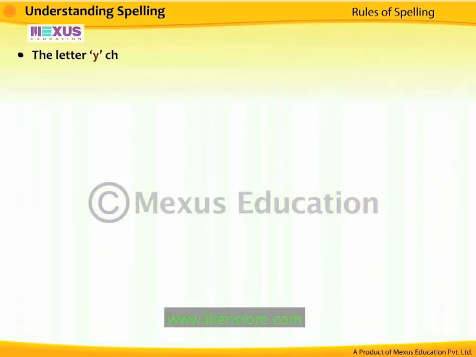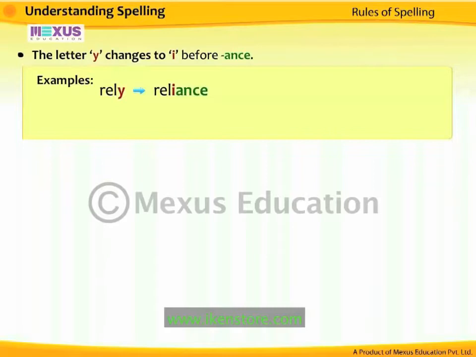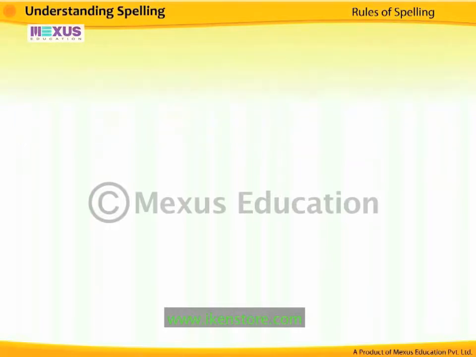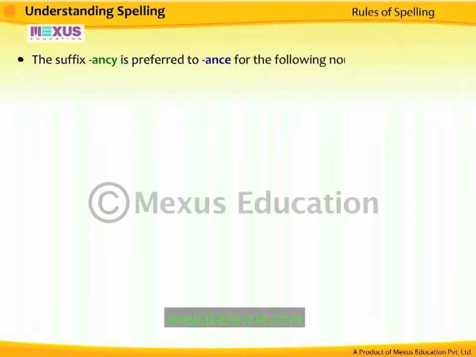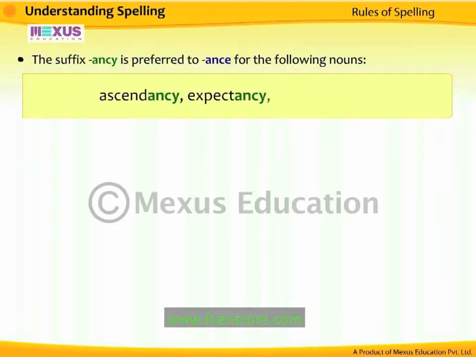The letter Y changes to I before ANCE. Thus, reliance and appliance take an I before ANCE. The suffix ANCY is preferred to ANCE for the following nouns: ascendancy, expectancy, hesitancy, etc.